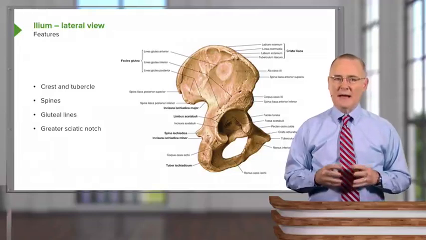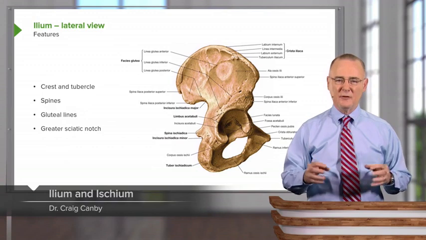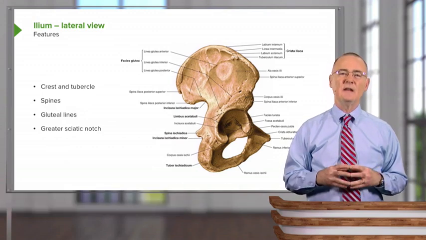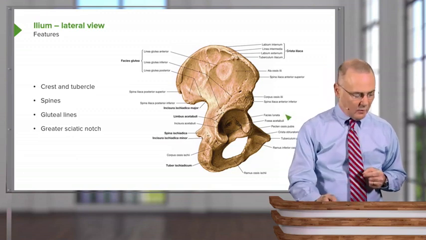Now let's take a look at the ilium. This is a lateral view, and because of the surface presentations or features that we see here, they are quite remarkable and pronounced. This would be more typical of a male. Here we're looking at the ilium in through here.